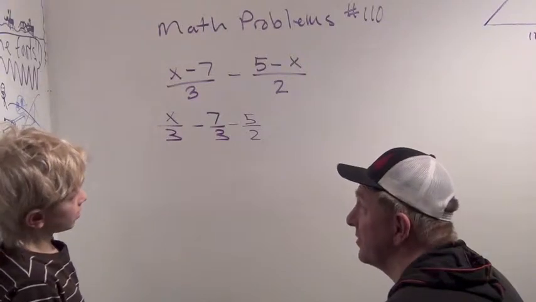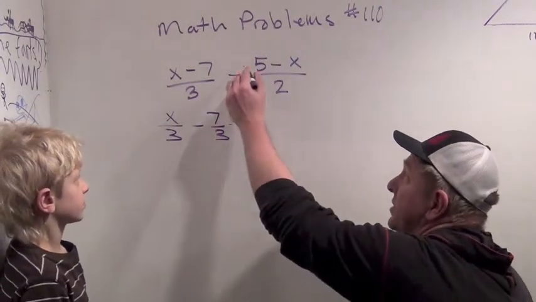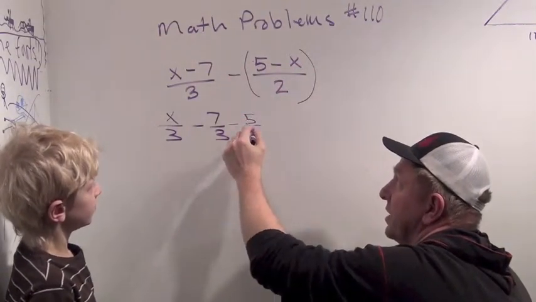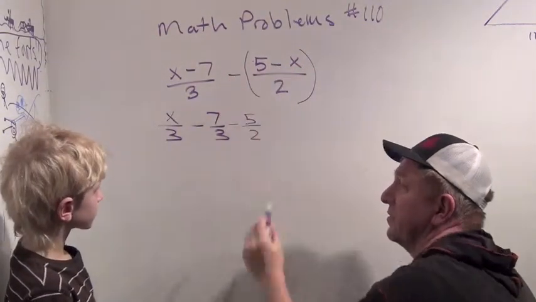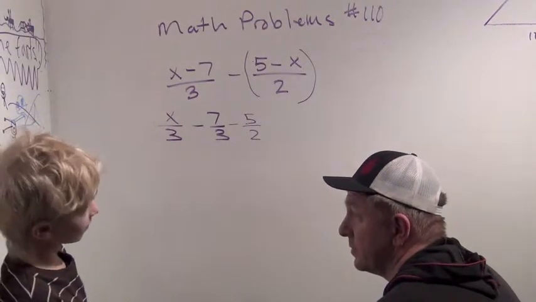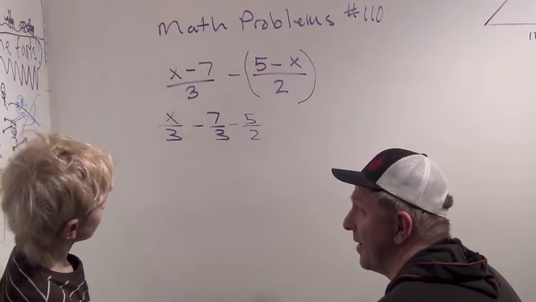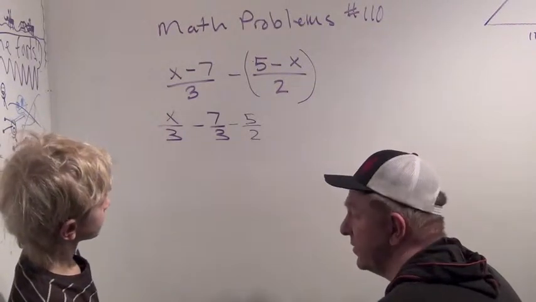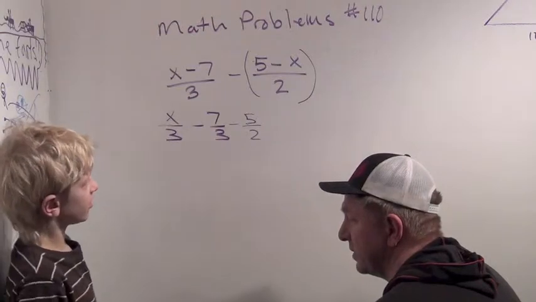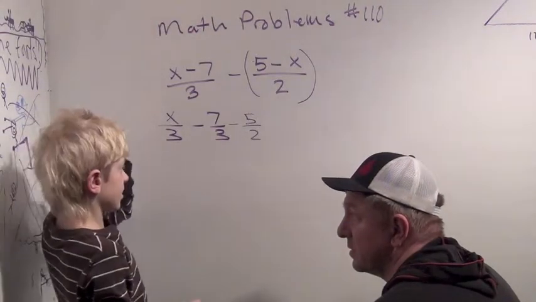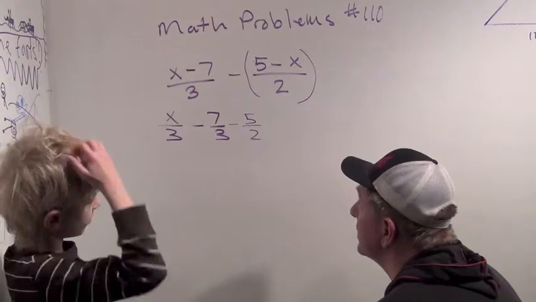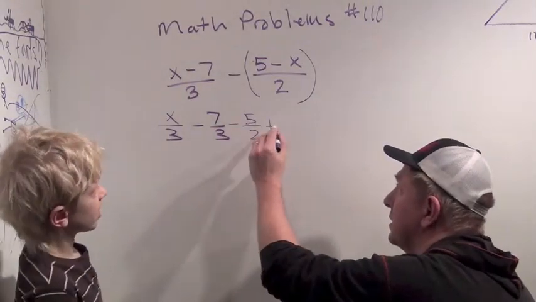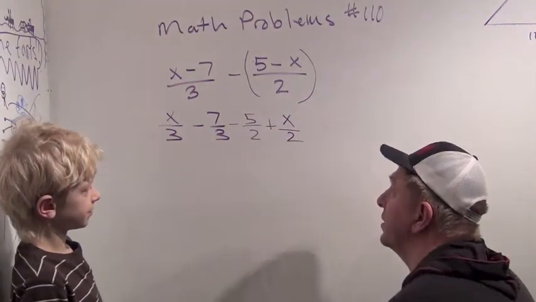There's one. I have minus this whole expression here. So I get minus 5 halves, and I also get minus x over 2. Maybe you don't need the minus sign. What do you think minus x over 2 is? It's going to be adding something positive to a negative. So this is going to be plus x over 2. Okay, good. So we split it apart.